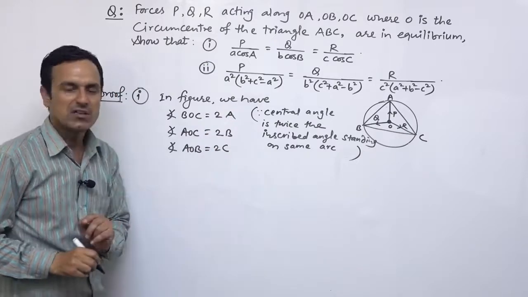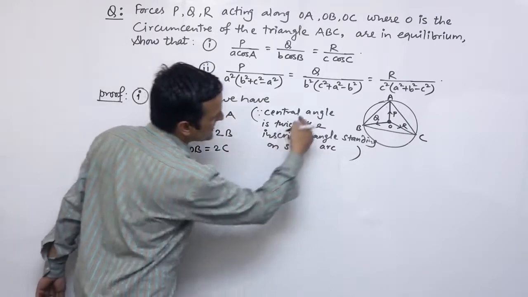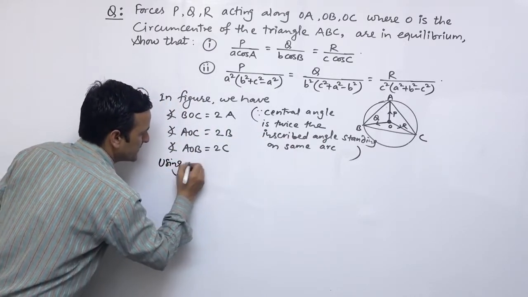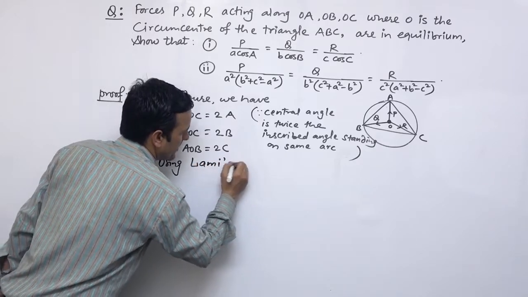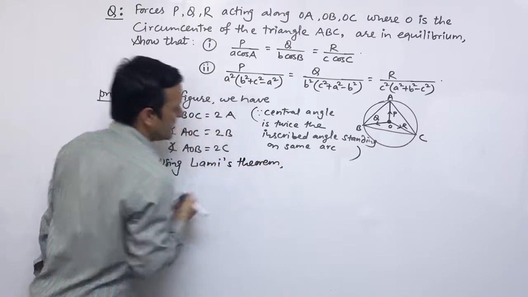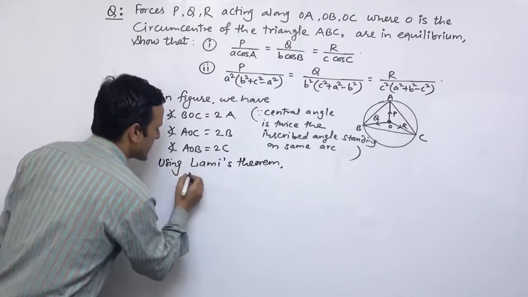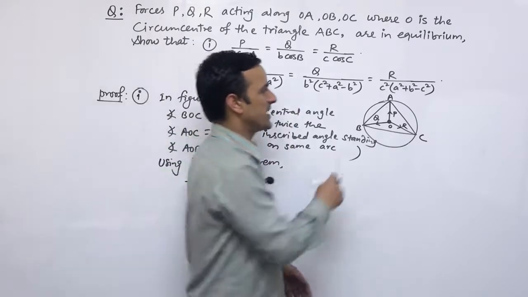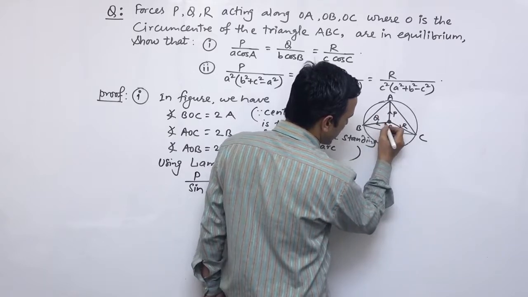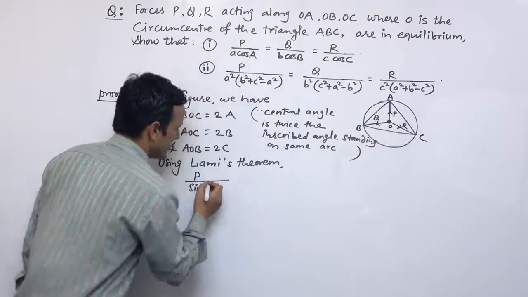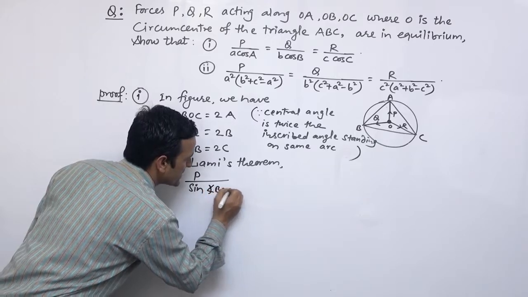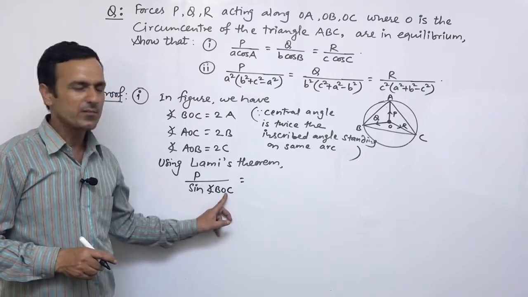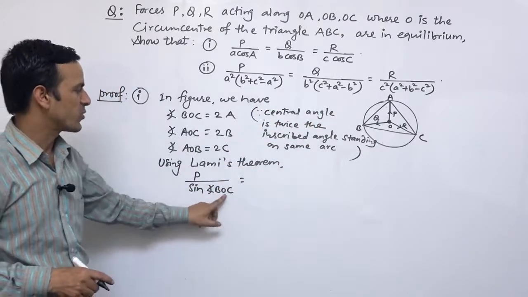So now we can use that all the regions are the same region, and by using Lami's theorem, we get P force divided by sine of the opposite angle. If we take the P force, its opposite angle is this angle BOC. So here it is sin of angle BOC. This way we write P upon sine of the angle between the other two forces.